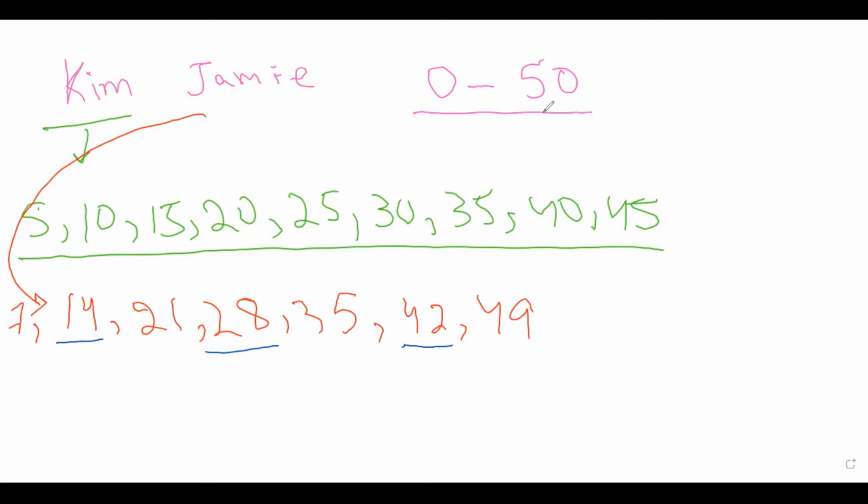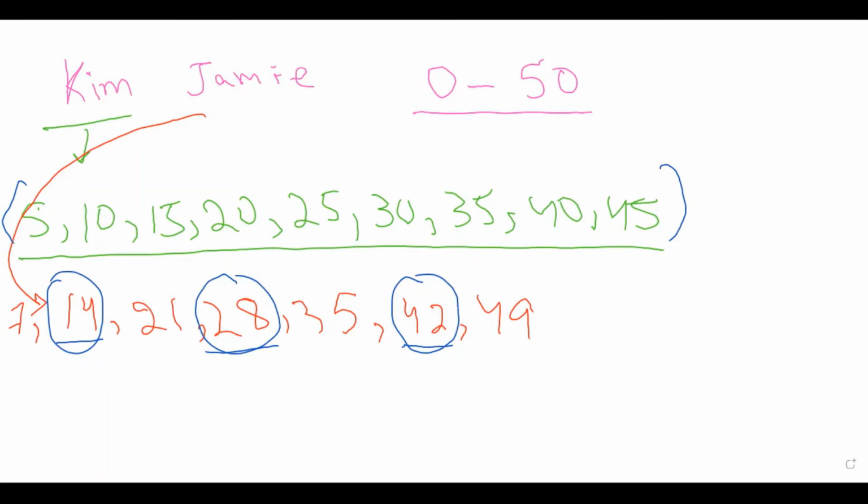Do you know what even numbers are? Yes. The numbers which are multiples of 2. Very good. So these are the numbers that Kim can choose, and these three are the numbers that Jamie can choose. These are the first two pieces of information. Let's read the next information.